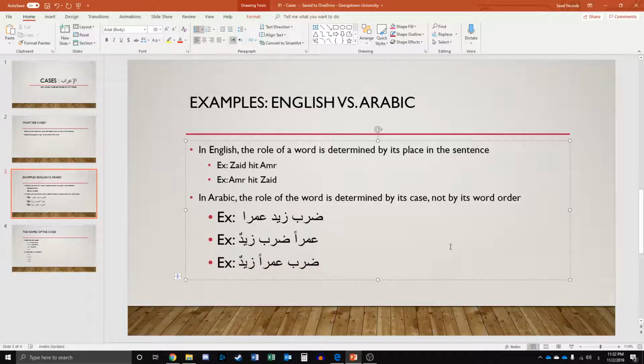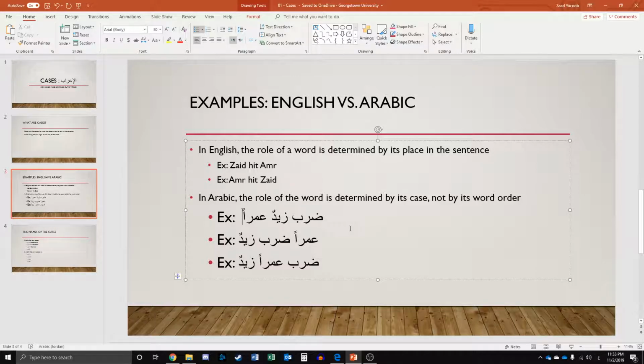I have to give case endings. What we wanted to say first was that Zayd is doing the hitting and Amr is being hit. So I give the appropriate case ending for Zayd to be the hitter, and I give the appropriate case ending to Amr to be hit, and now I have created a relationship in the sentence that gives me meaning. So ضرب زيد عمرا means that Zayd is doing the hitting and Amr is the one being hit.